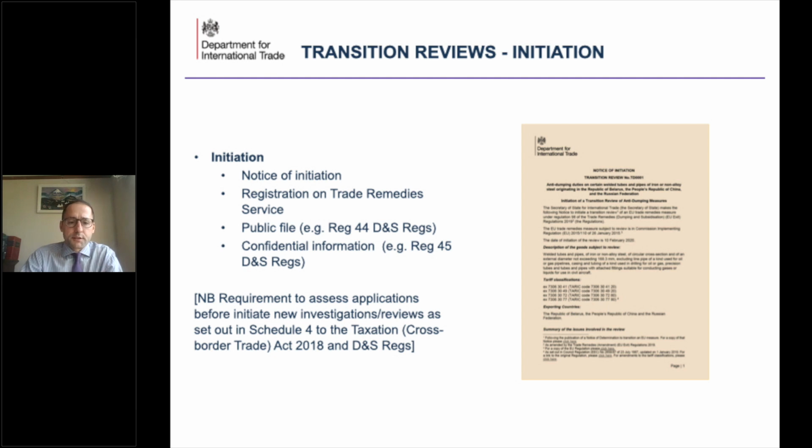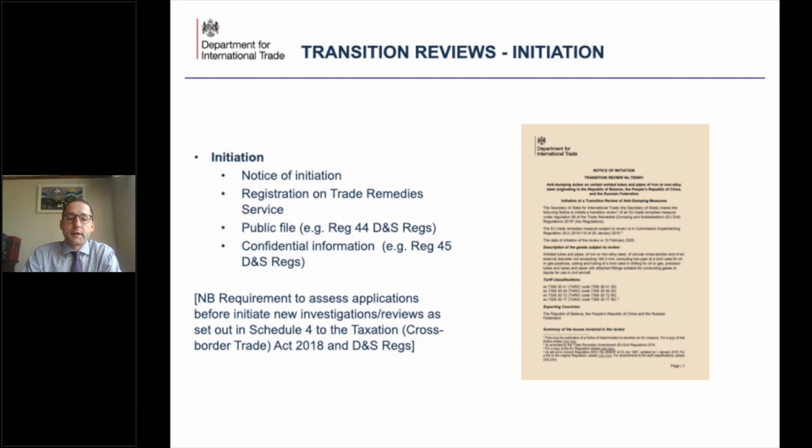So the next bullet point you'll see there is the public file. The regulations, Regulation 44 in the case of dumping and subsidy regulations, requires TRID to establish and maintain a file which is open to the public that contains all the information which we consider material to investigation other than confidential information. And I just mentioned confidential information.